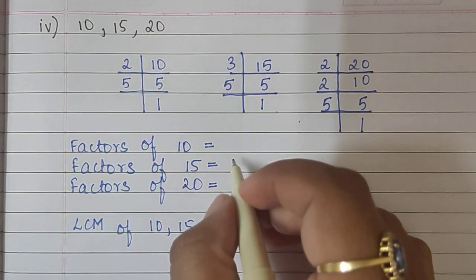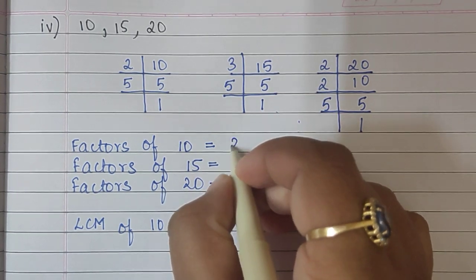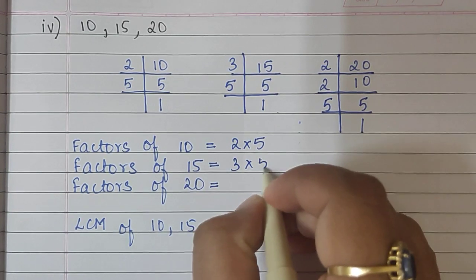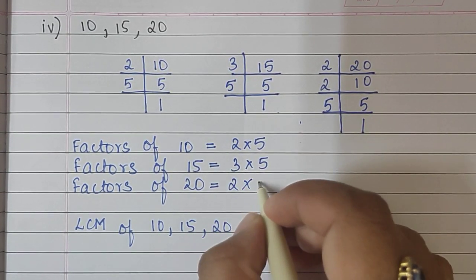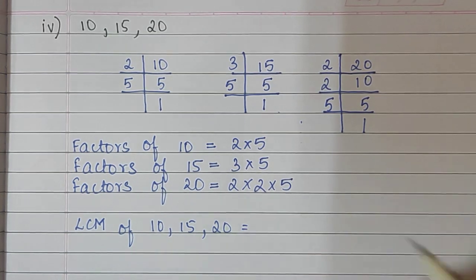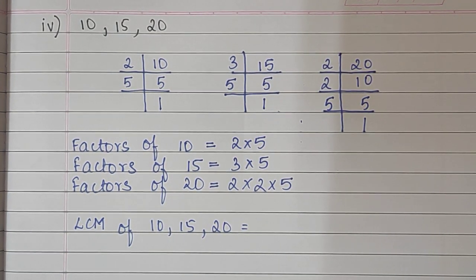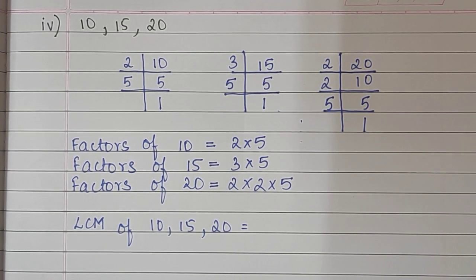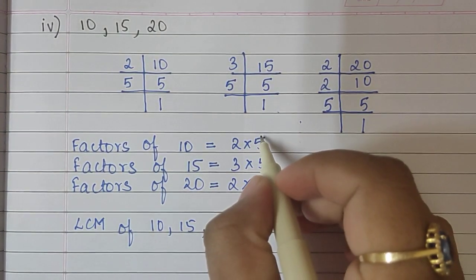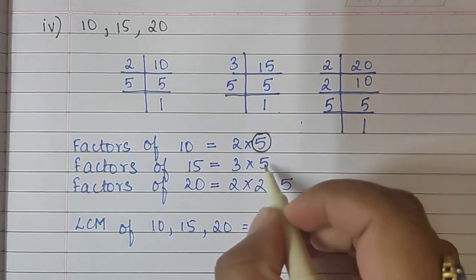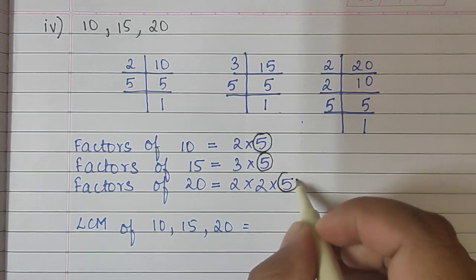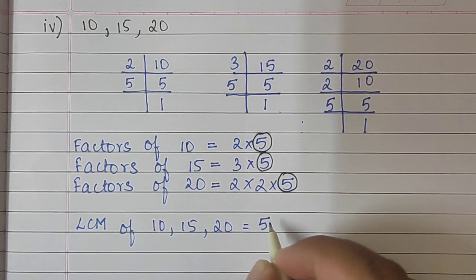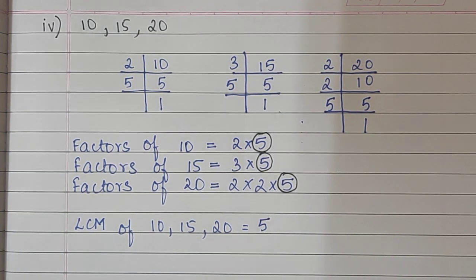We'll write down the factors. 2 into 5 for 10. For 15 it is 3 into 5, and the last is 2 into 2 into 5. Now we have to pick the common ones. Okay, so I'll circle what is common in all of them. So I have circled here 5 and 5. Okay, so 5 is common here. I'll write here 5.